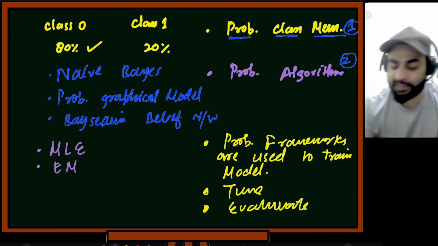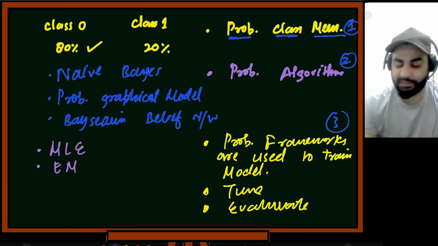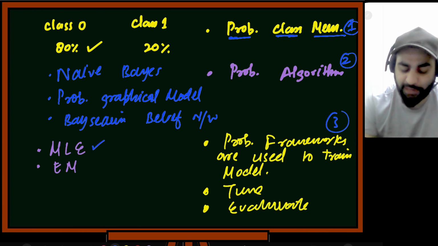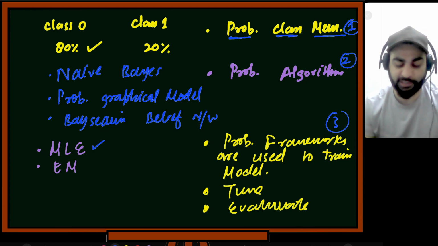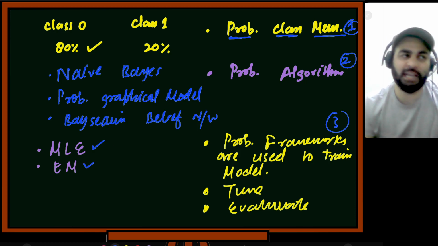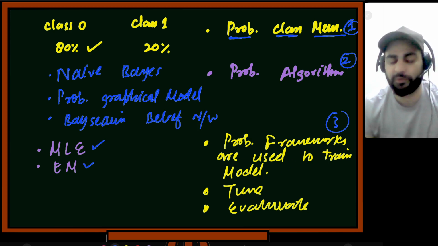Then the third example I gave was probabilistic frameworks, or probability frameworks. They are used to train models. For example, MLE is there, and you will heavily use this MLE, maximum likelihood estimation. Then we have the EM algorithm, the expectation maximization algorithm. These are used to train machine learning models.